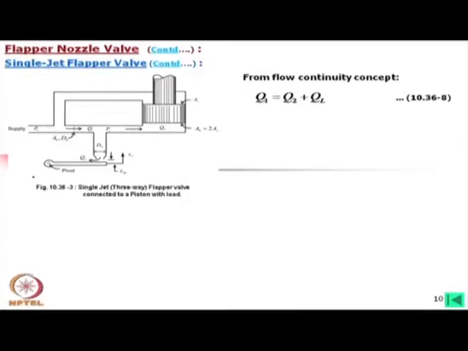Now, from the flow equations, what we know is that Q1 will be Q2 plus load flow. That means if we consider that this flow is Q1, then it must be equal to the sum of two parts: one part goes for moving the load, and another part is just exhaust. Just by controlling this, we can control this flow also. So, speed control is also done by controlling this flapper.